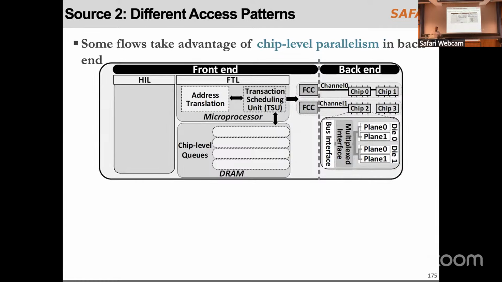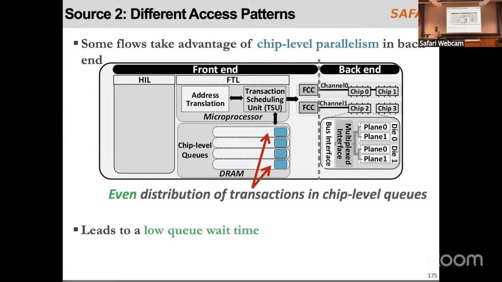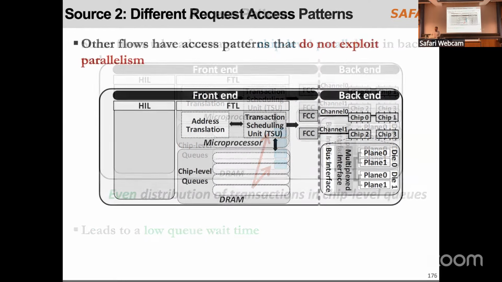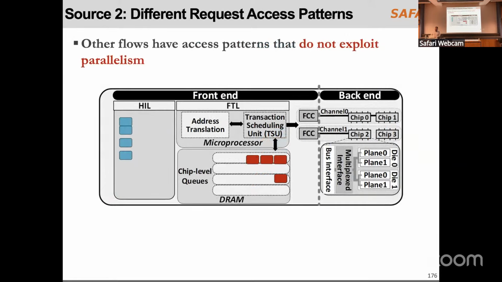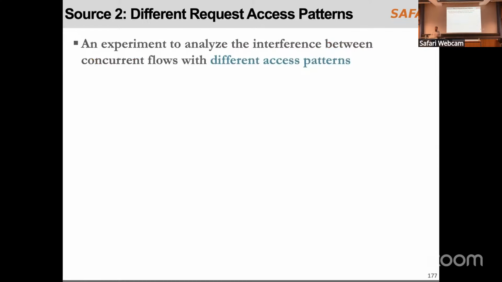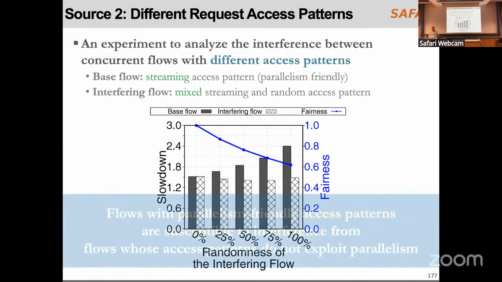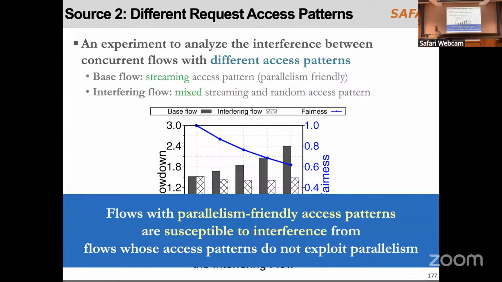Another source was different access patterns that we discussed. Some applications can benefit from even distribution of transactions, but some of them don't. So such things happen. Actually, application Blue is going to slow down much more, because in the past Blue could be serviced fast because of the parallelism, but now it cannot because it needs to wait for the Red application. And that's also another source which causes unfairness in real scenarios.